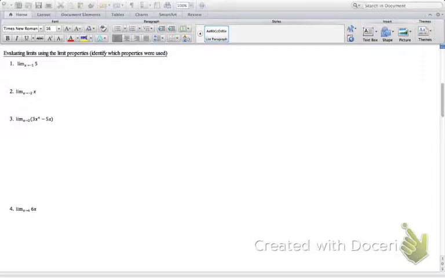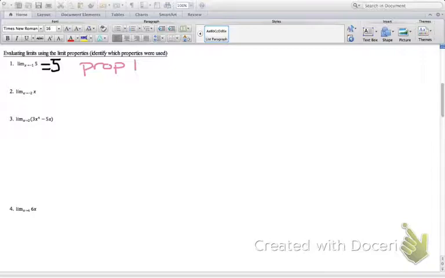So our first one here, the limit of 5 as x approaches -1. This is just going to be equal to 5 because 5 is that constant term that we were discussing above. And this here is using property 1.